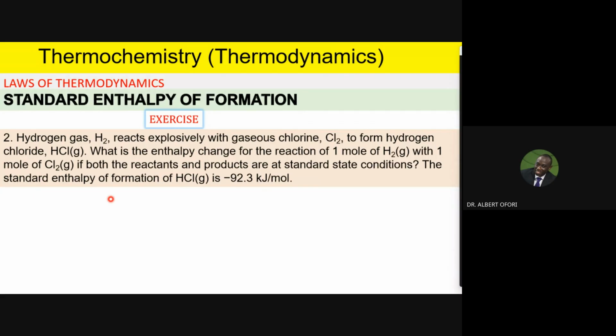Hydrogen gas reacts with chlorine gas to produce hydrogen chloride, in other words, hydrochloric acid. What is the enthalpy change for 1 mole of hydrogen gas reacting with 1 mole of chlorine gas to produce that amount? If we want to do that, what it is asking us is to write the equation here. So let me go back to that.